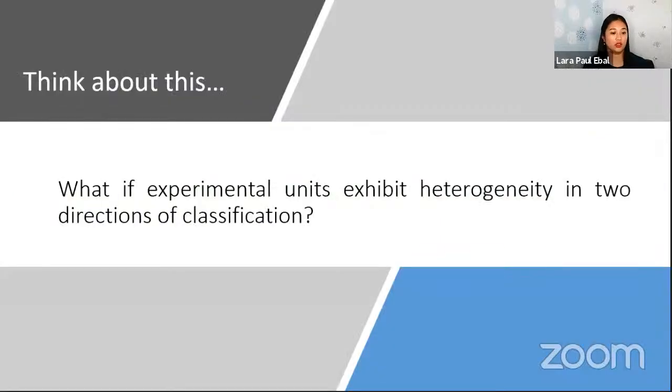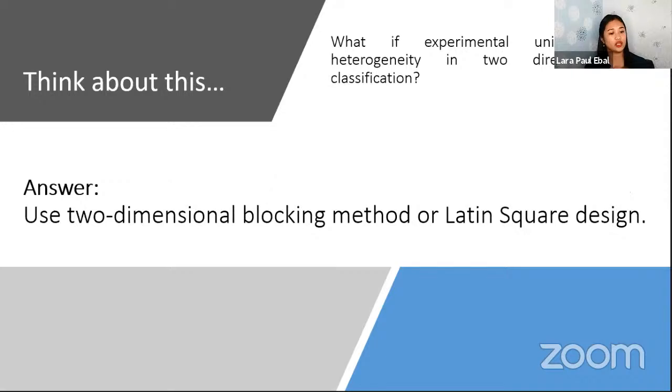So what if experimental units exhibit heterogeneity in 2 directions of classifications? So you have to think. In the RCBD, we only consider 1 blocking factor. How about now if we consider 2 blocking factors? This is the question. Now, the answer is use 2-dimensional blocking factor, or we call it Latin square design.